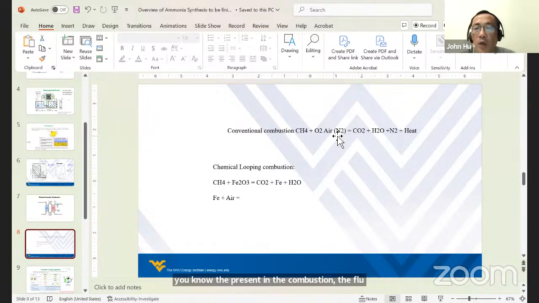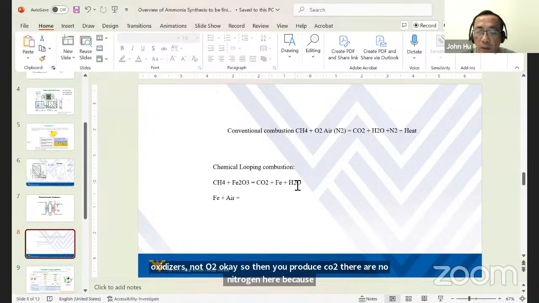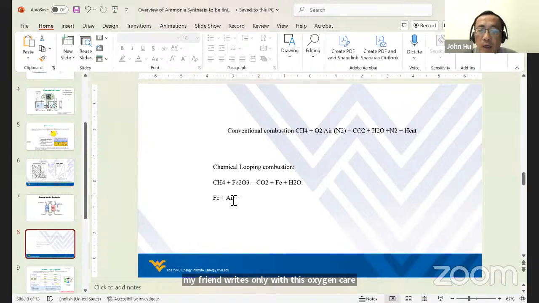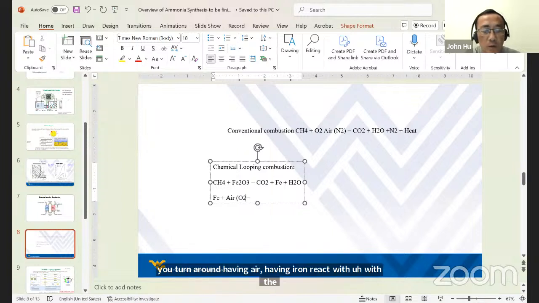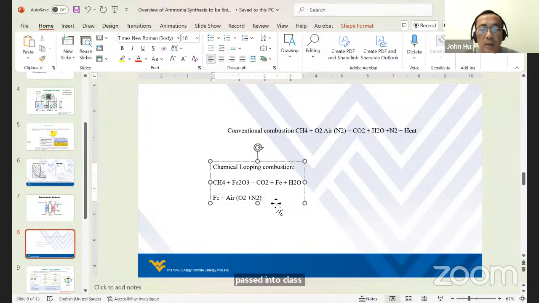It's a problem. So how do you produce CO2 at 100%? You have to use an oxidizer called the oxygen carrier. First you react methane with the oxidizer, not O2, and then you produce CO2. There's no nitrogen here because methane reacts only with this oxygen carrier from the iron metal. Then you turn around, having iron react with air, which is O2 plus N2, so they oxidize into Fe2O3. Make sense? All right.